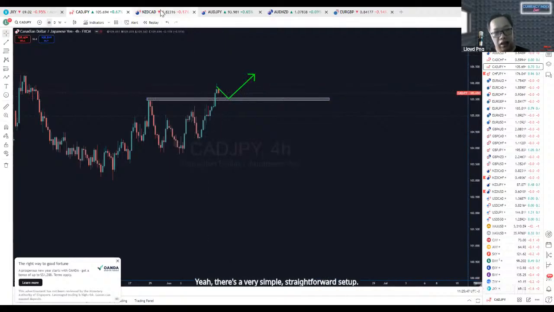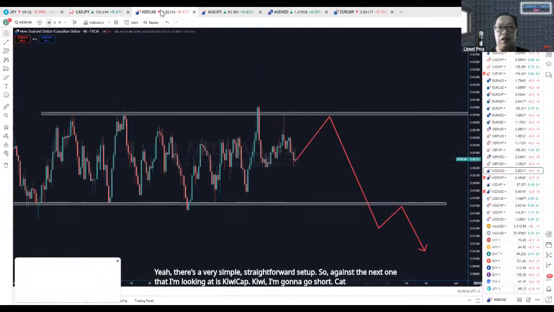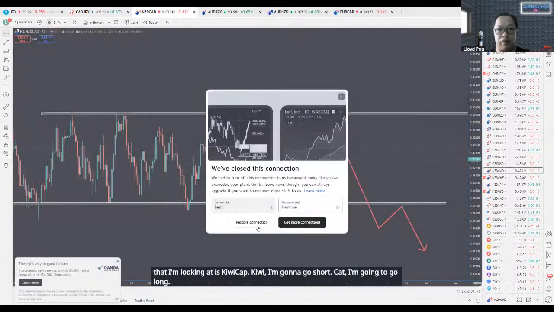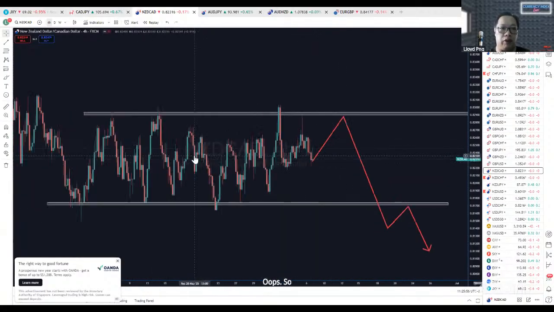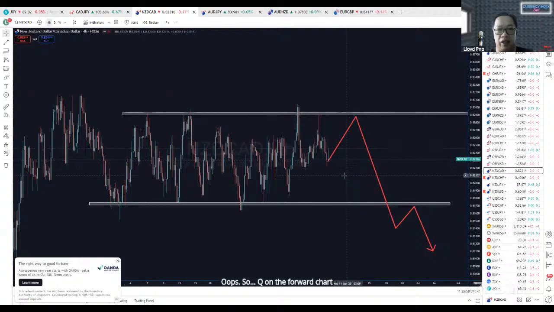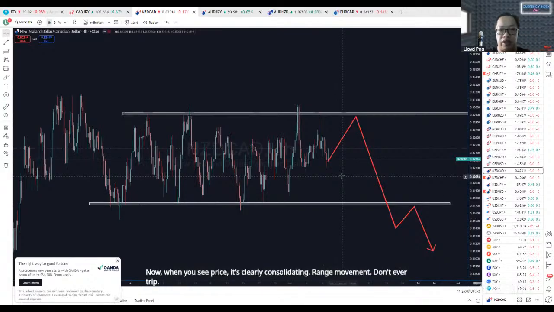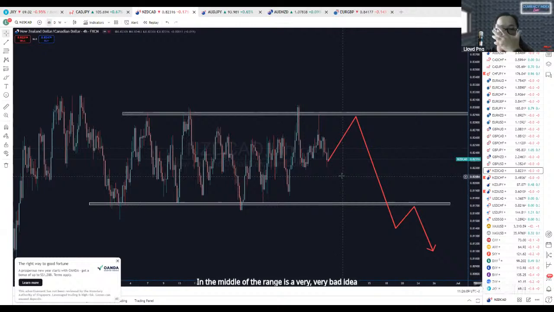The next one that I'm looking at is Kiwi CAD. Kiwi, I'm going to go short. CAD, I'm going to go long. So Kiwi on the 4 hour chart is consolidating. Now, when you see price is clearly consolidating in a range, don't ever trade in the middle of the range. It's a very, very bad idea unless you're employing another sort of trading system.